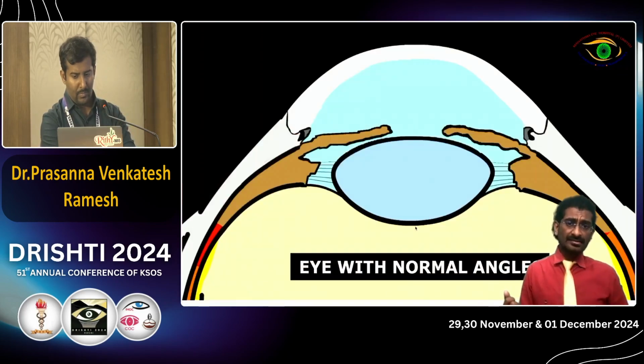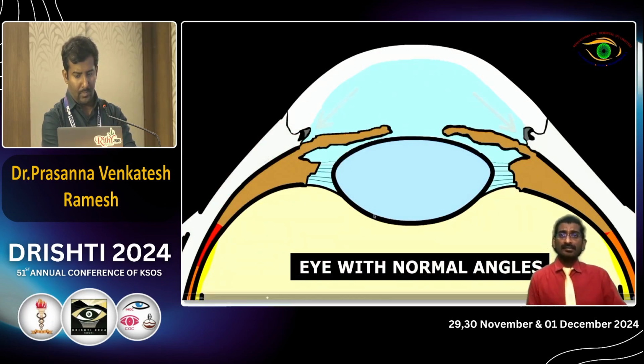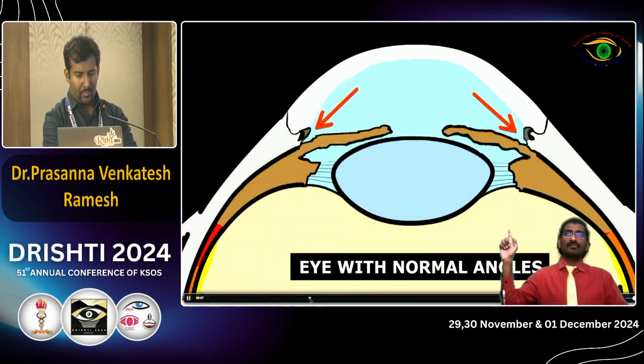And this is a demonstration of argon laser peripheral iridoplasty. So this is an eye with a normal angle.